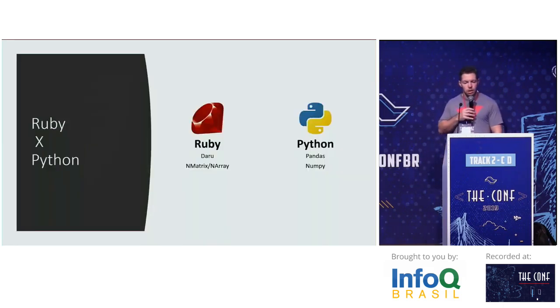So everybody knows that today the crown jewel of data science is Python. In Python, we have mainly Pandas and Numpy that are the most used libraries and well known for anyone that's doing data science. And in Ruby, we have Daru, that's almost the same as Pandas, and we have nMetrics or nArray that should be similar to NumPy.